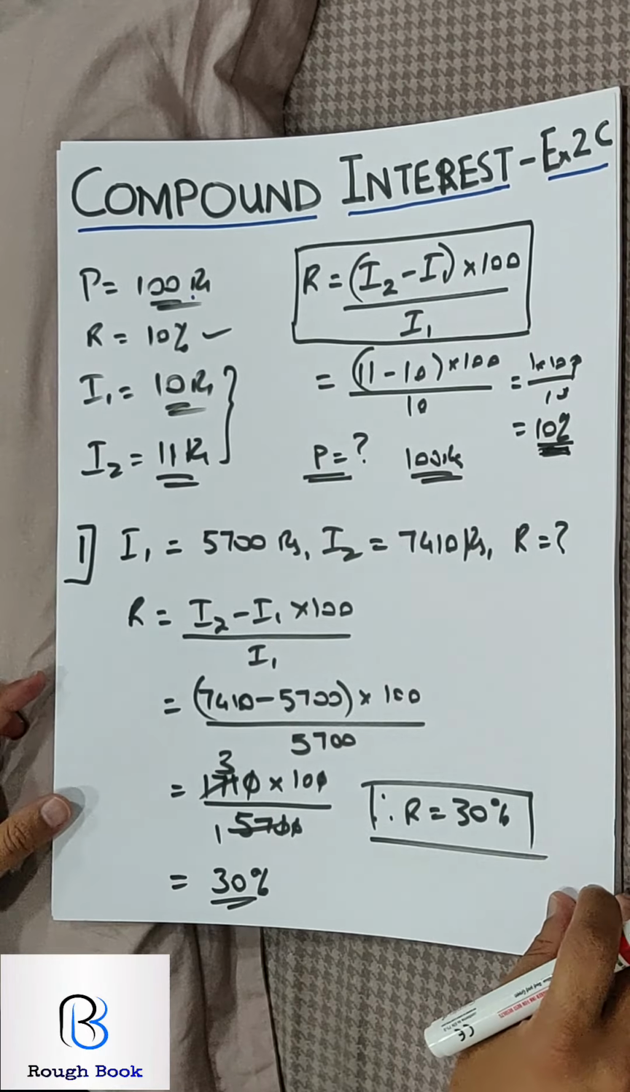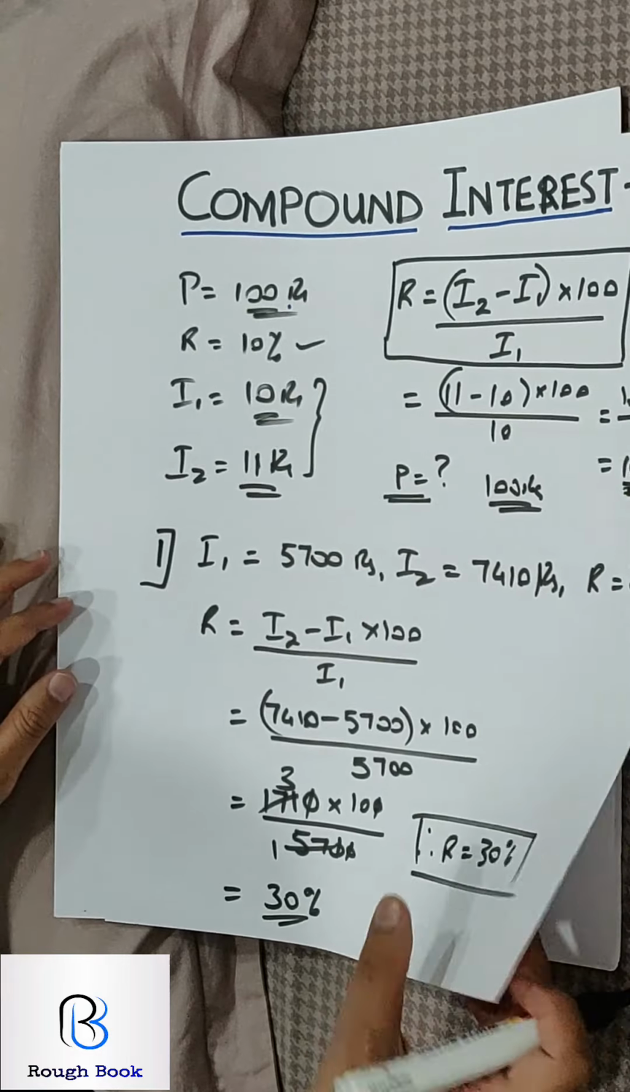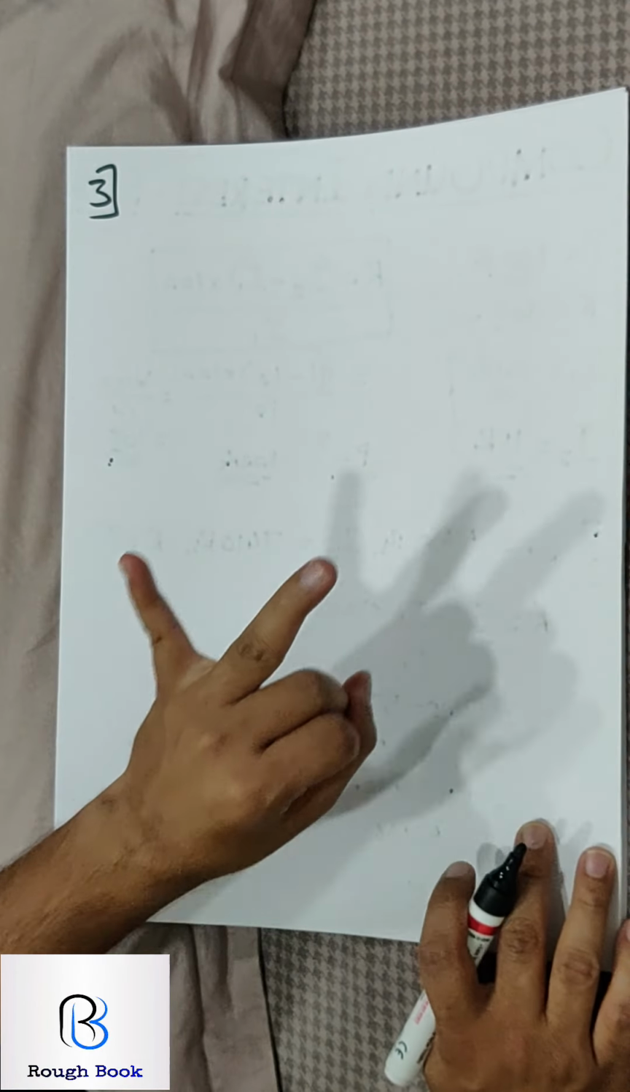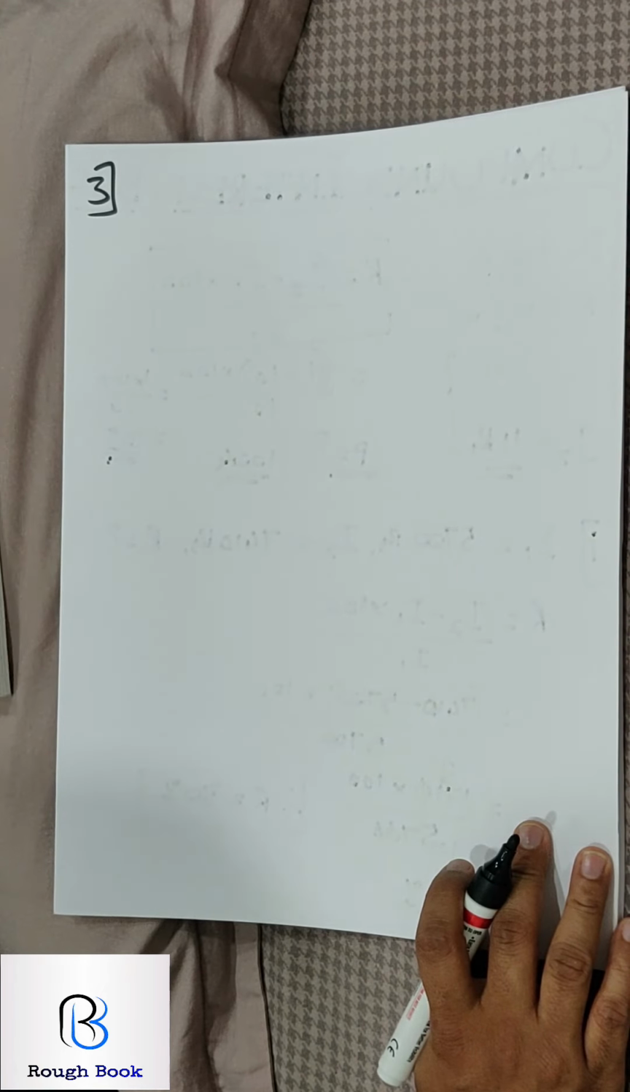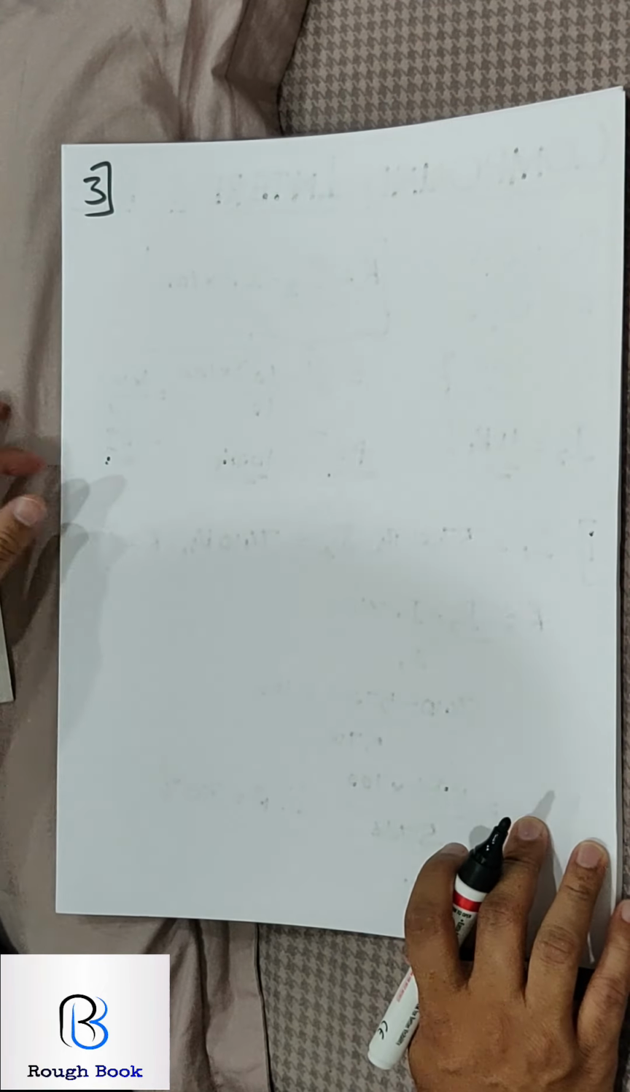How many managed to get the same answer? Superb. I want you to try sum number 3. Now in this exercise there is nothing new except that they will ask you rate or principal, 2 things, and they will connect you to some of the previous questions again. So let's try sum number 3.